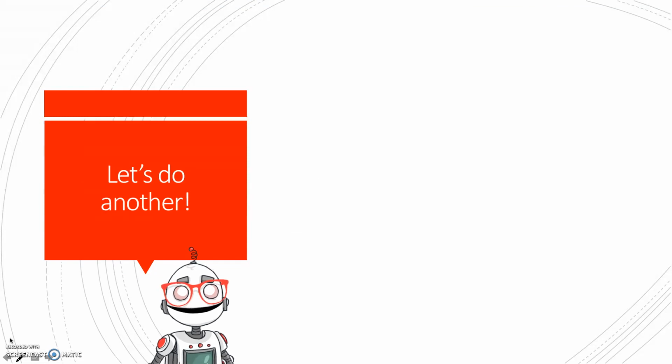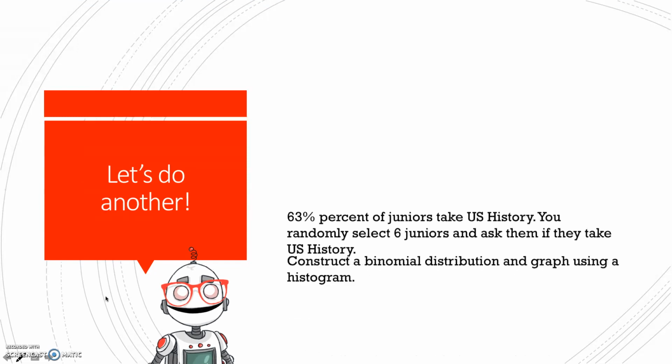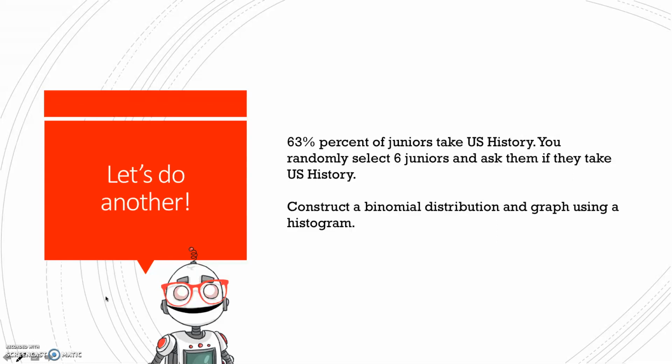Let's do another. Our next one: 63% of juniors take U.S. history. If you randomly select 6 juniors and ask them if they take U.S. history, construct a binomial distribution and graph it using a histogram. 63% is your p, and 6 is your n. Notice we do not have an x this time, and it asks us to construct a binomial distribution and graph it using a histogram.